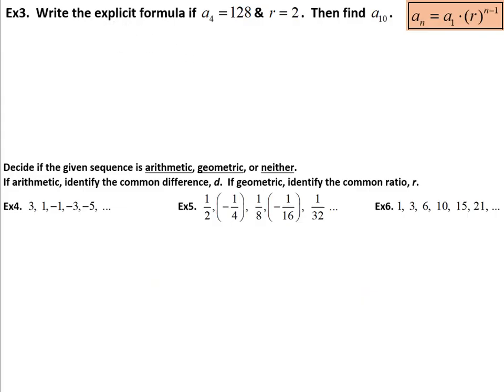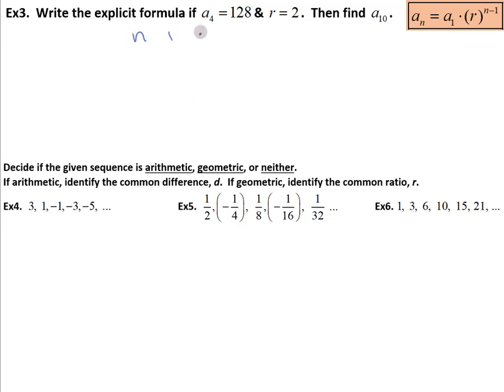Okay, write the explicit formula, given the 4th term is 128 and the common ratio is 2. Now note, to use this formula, I need the first term and common ratio. I know the common ratio, but they have not given me the first term. So how can I use this to find it? Well, I could think about our position number, right? The position number they gave us is the 4th value.